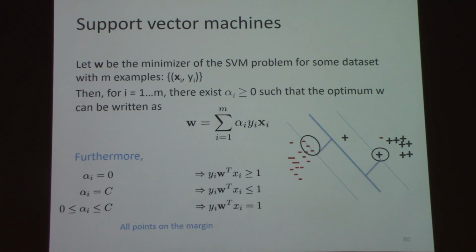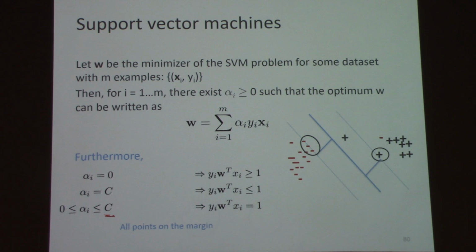And some alpha will be some value between 0 and C. By the way, this C is the same C that you had in your SVM objective. Alpha will be between 0 and C if the points lie exactly on the margin. So these are the circle points here.